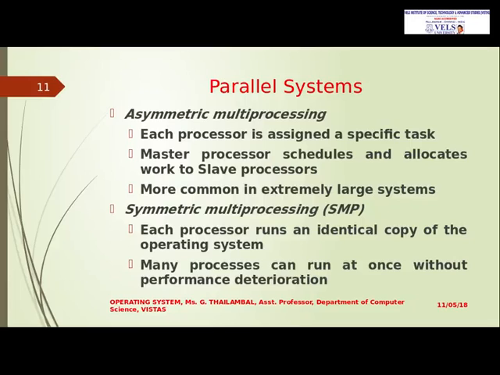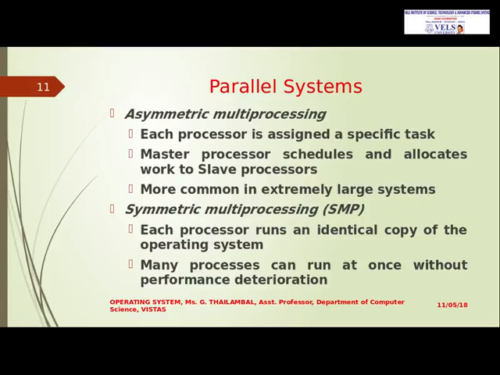In asymmetric multiprocessing, each processor is given a specified task and you will have master-slave processes. The master is going to assign a job to a particular processor and the slaves are going to execute it. And it is mainly used in large systems and for large application programs.